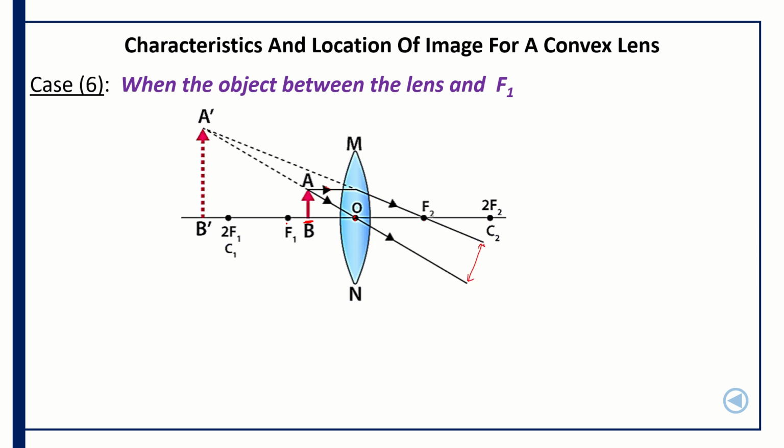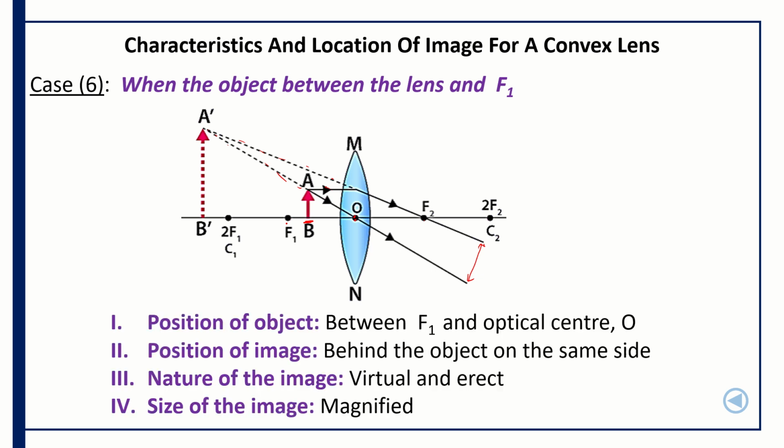So we cannot get a real image by the actual intersection of these two rays. So what we'll do, we will extend them back and try to get the image here. We are taking an extension of those rays, and they are intersecting at some point and creating the image over there. So here what is the nature of the formed image? It is a virtual image, because the rays are actually not getting intersected here.